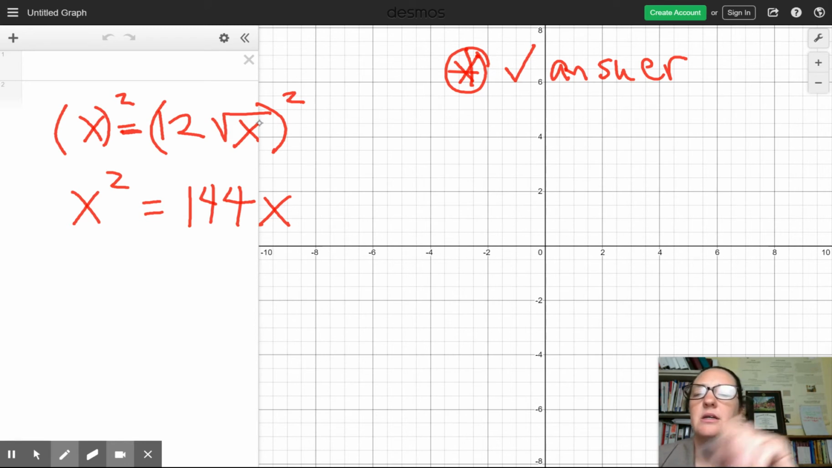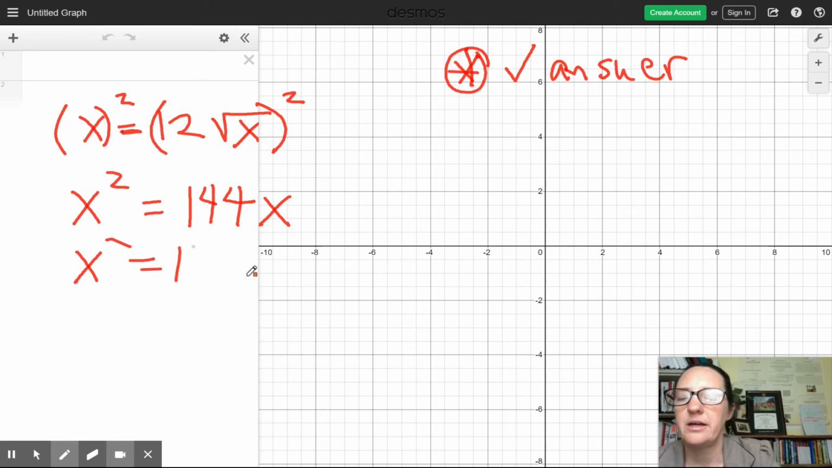But since it was just times, it was real easy just to square the 12 and square the root x. Okay, now we have a quadratic equation, so we want to get 0 on one side and everything else on the other.